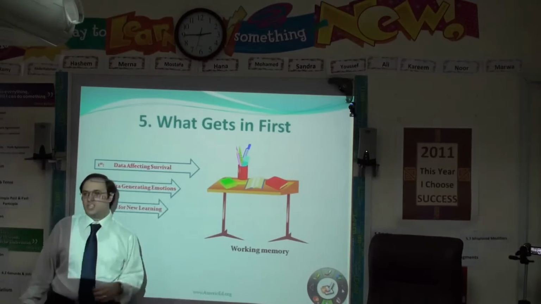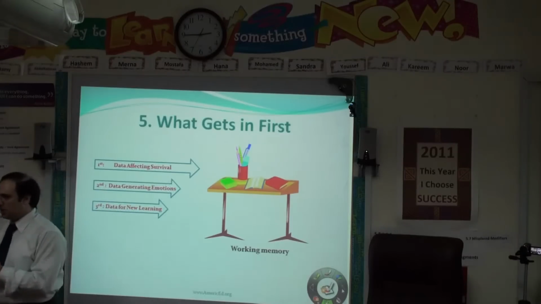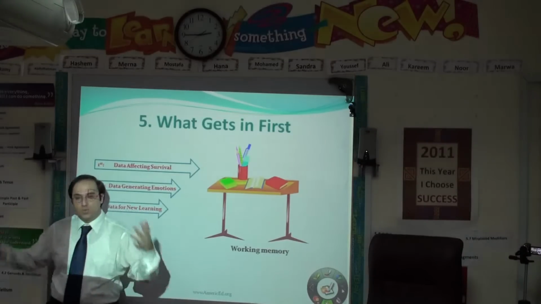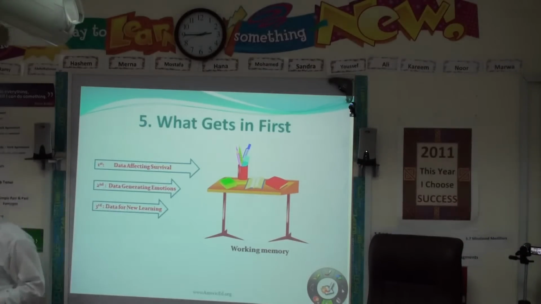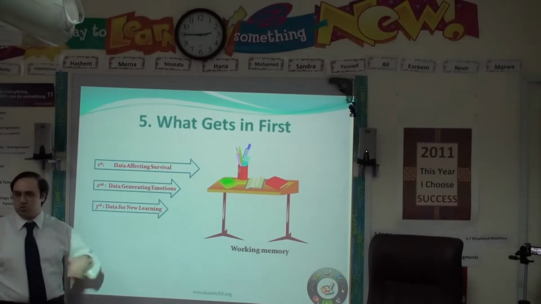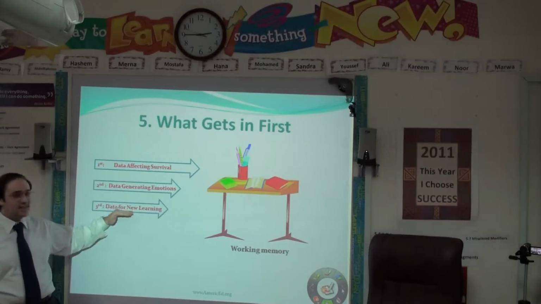Then, data generating emotions, second of all. If I'm jealous, if I'm mad, if I'm sad, all of this will get into my brain first before I can learn anything. And finally, data for new learning, what you're trying to learn right now. So this is the last thing that gets into our brain.